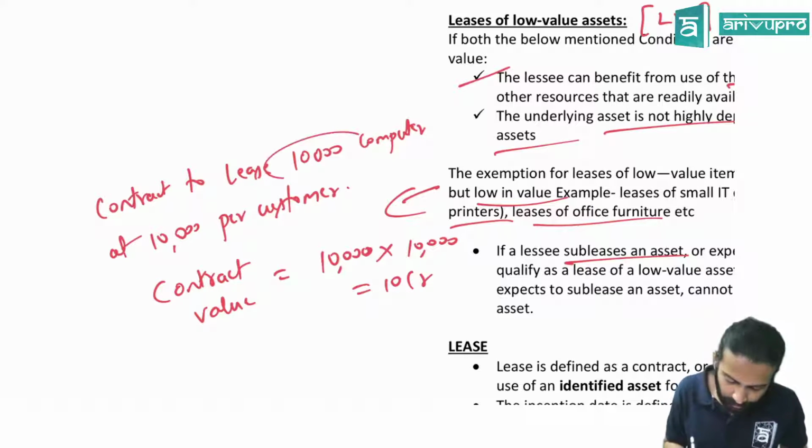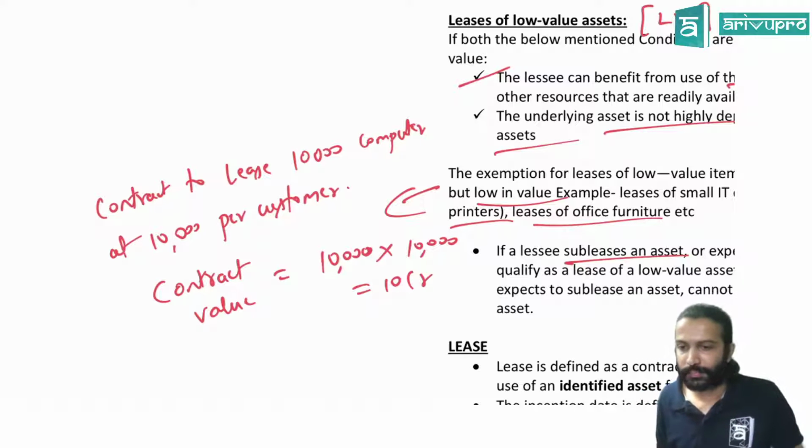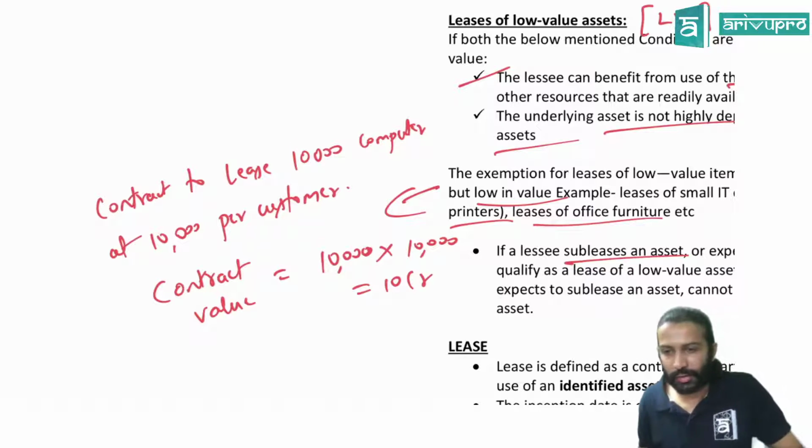That means what, sir? Each computer will be treated as a separate lease and you'll have to apply the recognition exemption. And for accounting purposes, we can pass one journal entry and do it. Fine.